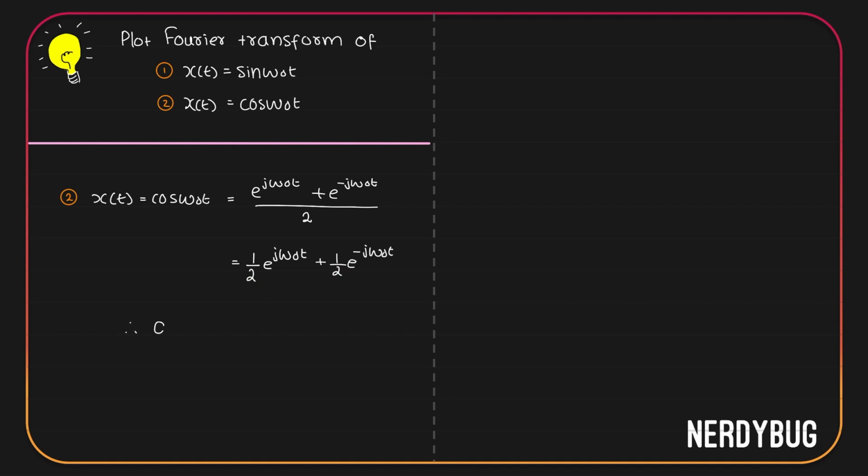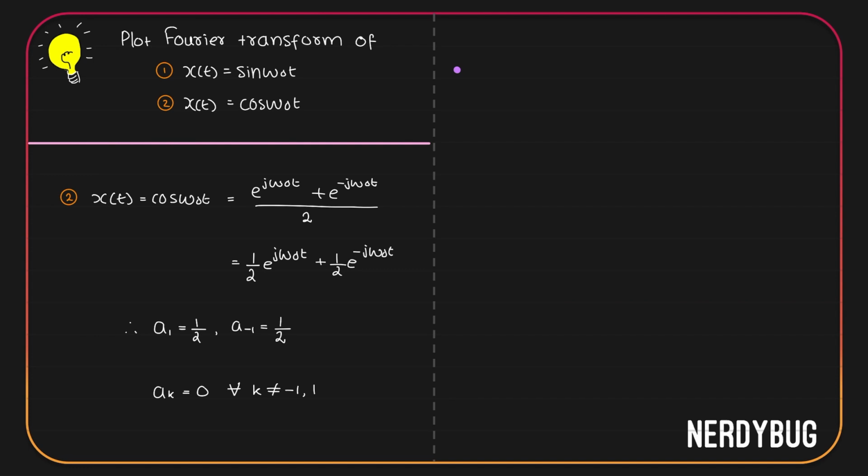So this has to be a₁ and this has to be a₋₁. So in this case, we get a₁ is equal to 1 by 2. a₋₁ is also equal to 1 by 2. aₖ is equal to 0 for all other values of k that are not equal to minus 1 or 1.